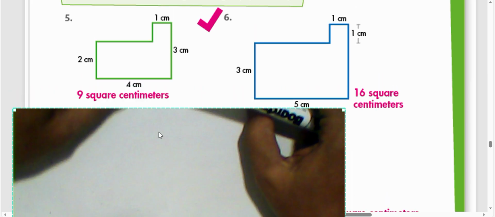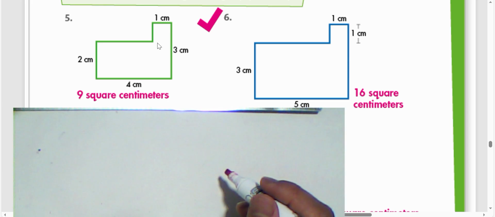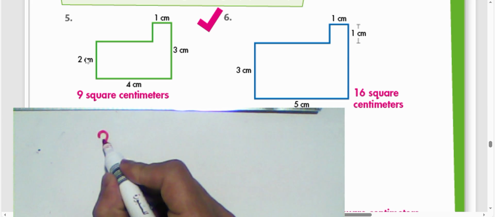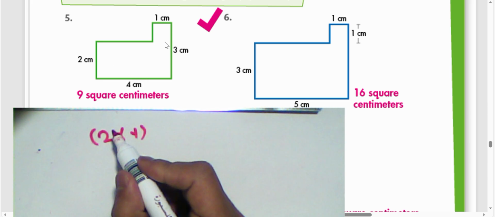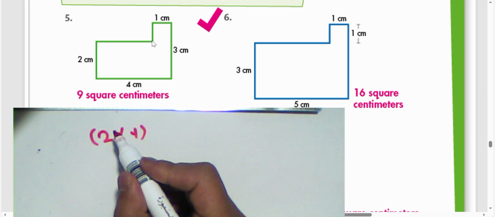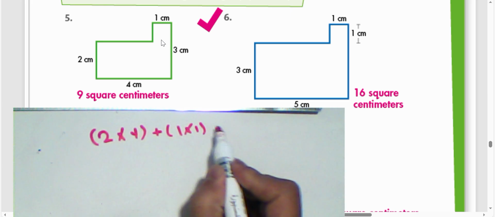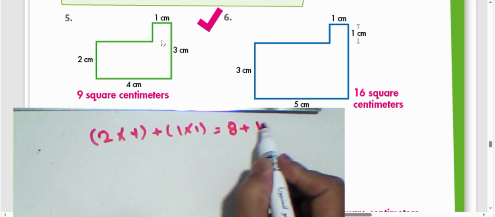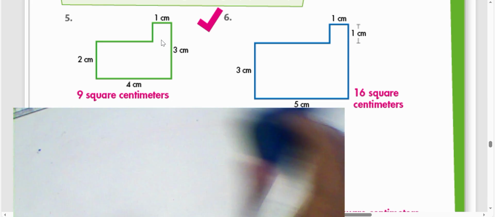Okay, listen to me about the steps for this question. First, we can divide it. Look here at this part. Divide this part. The dimensions are 2 and 4 for the bottom rectangle. This rectangle is 2 times 4. The dimension at the top will be what? 3 minus 2 is 1. Then we have a square on top, the area 1 by 1. It will be 8 plus 1 equals 9 square centimeters. The area will be 9 square centimeters.